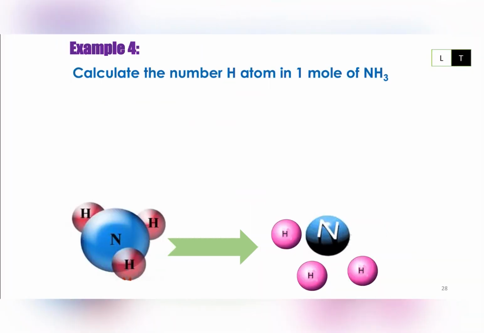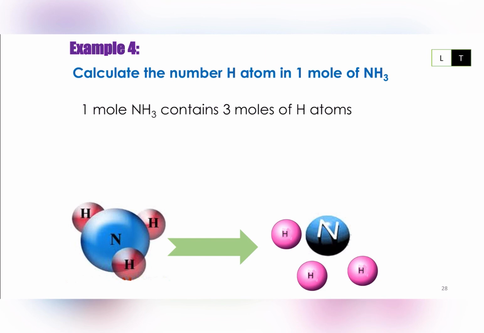Let's try example 4. In example 4, you have to calculate the number of hydrogen atoms in 1 mole of NH3. This is very easy. First, if you don't know how to start, you have to relate with 1 mole of ammonia. So you got 1 mole of ammonia which contains 3 moles of hydrogen atoms, because from its chemical formula you got 3 here for hydrogen. So I will write down that first.